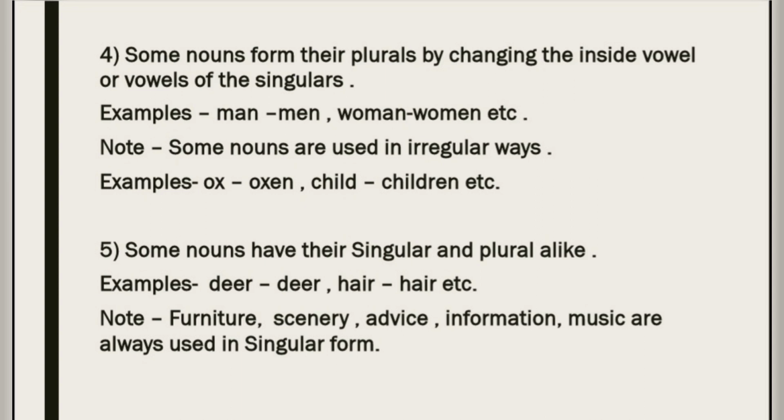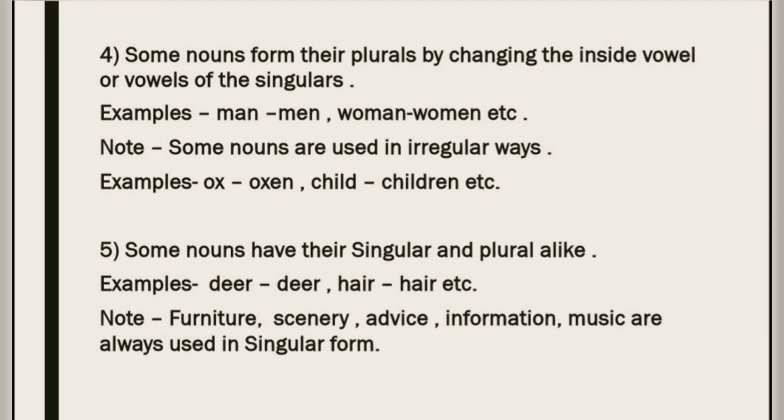some nouns form their plurals by changing the inside vowel or vowels of the singular. So what do we do with some of the nouns? We form the plurals by changing the vowels inside them. We'll change the vowels of the singular to the vowels of the plural. For example, man changes to men. We have changed the inside vowel a to e. Similarly with woman and women. Okay, and you have to take note that there are some nouns that are formed in irregular ways. For example, ox, oxen, child, children, etc.